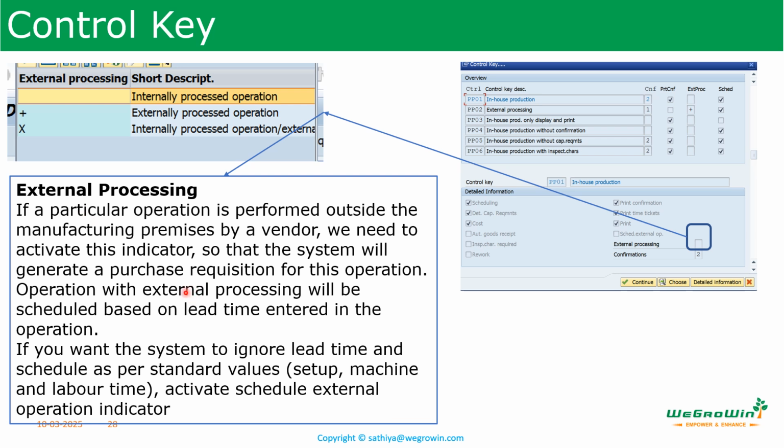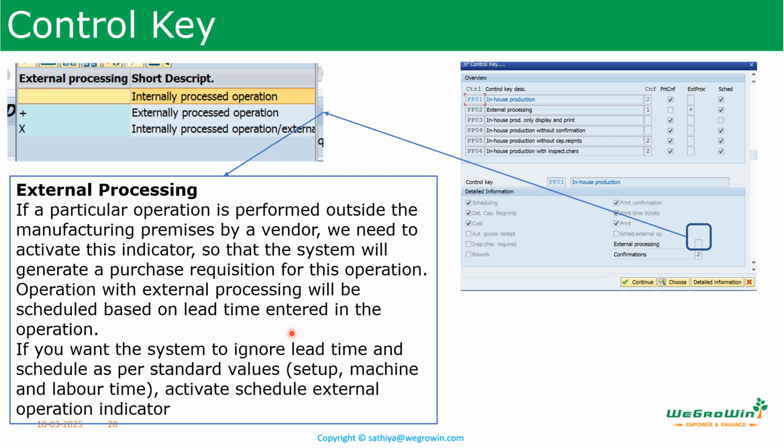So again, if you want the system to ignore the lead time and schedule as per standard time, activate the schedule external operation indicator, right? You have to process them. So these are the various fields which are available in this, what is it called?